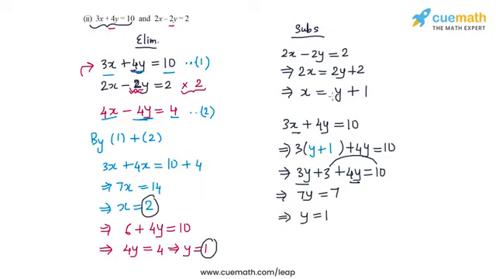And because y is equal to 1 and x is equal to y plus 1, from here I can write x is equal to 2. So once again we arrive at the same answer, x is equal to 2 and y is equal to 1. This is the solution of this pair of equations.